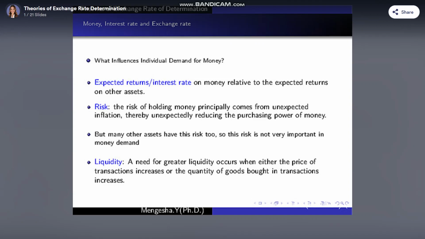behind exchange rate determination, focusing on how money, interest rates, and exchange rates interact. We'll explore what drives individual and aggregate demand for money, looking at factors like expected returns, risk, and liquidity needs. Understanding these basics sets the foundation for grasping how exchange rates are influenced by monetary factors.